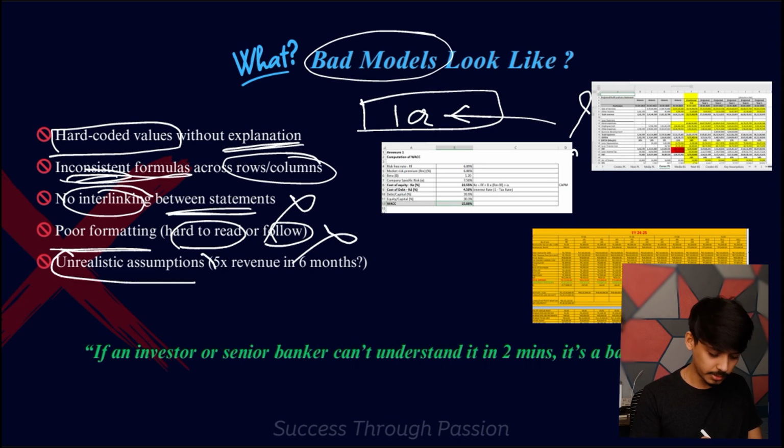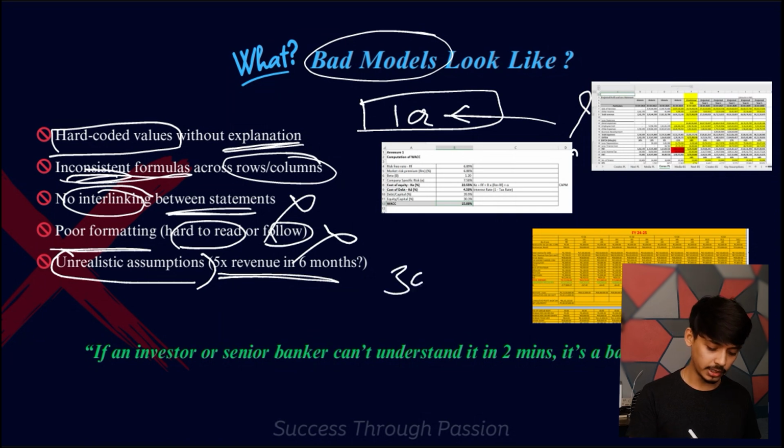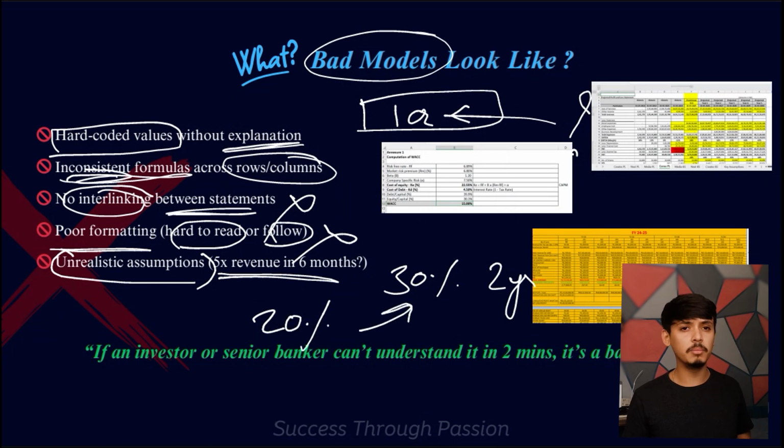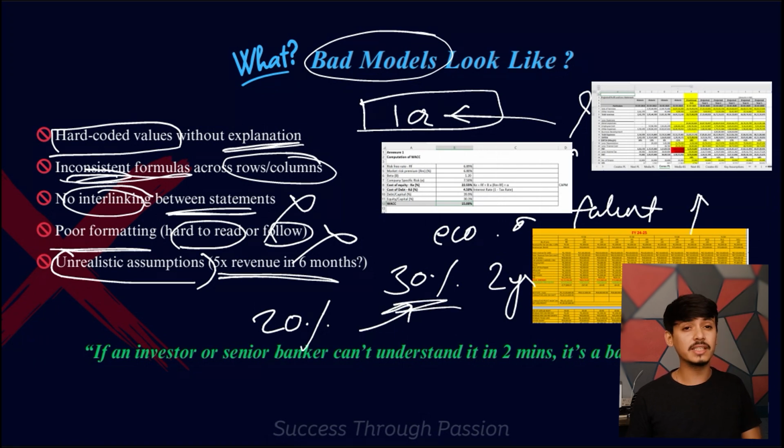And next is unrealistic assumptions. For example, assuming that your company will grow 5x in revenue in the next 6 months is a very poor assumption, which is not backed by data. For example, if you are assuming that your company is going to grow by 30% in the next 2 years, and the industry is growing around 20%, then this assumption can definitely be approved and justified, because you can say that you have economies of scale or you have good talent in your company which can give you extra revenue over the industry. So this can be backed and justified by the model.